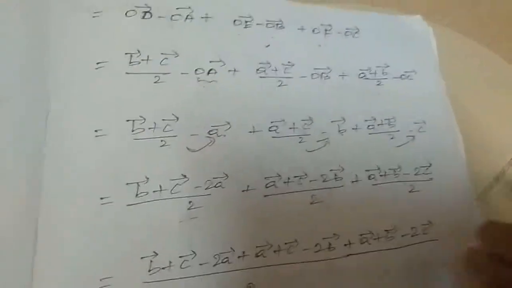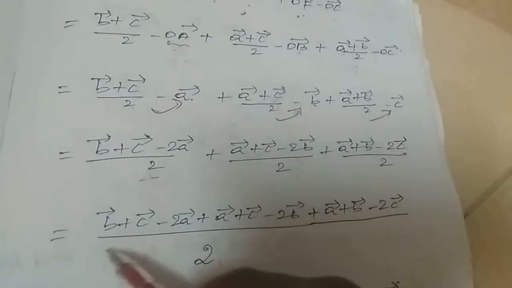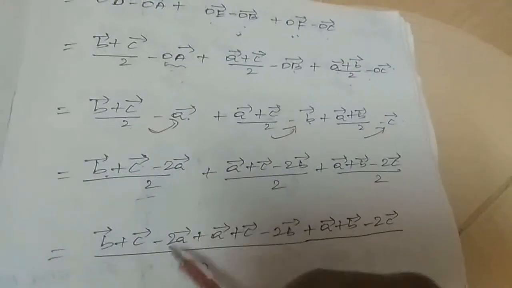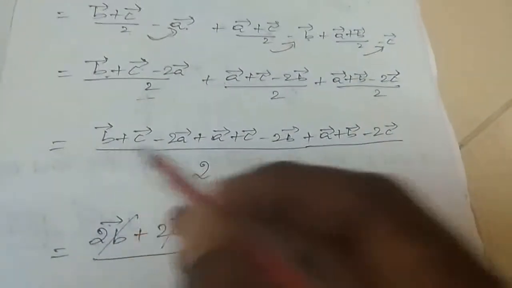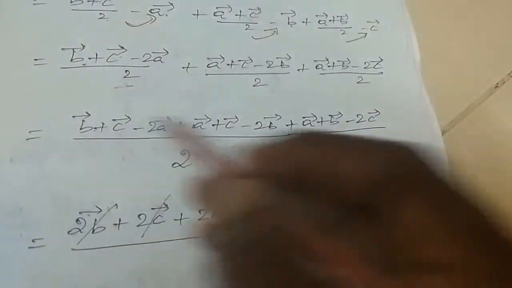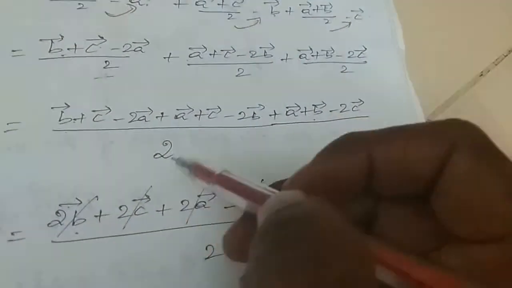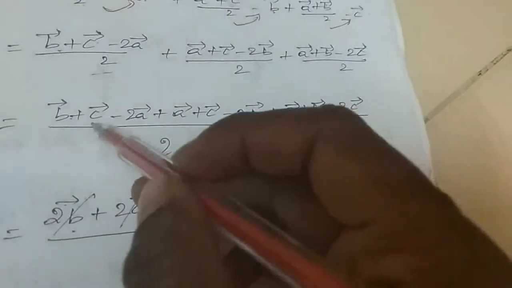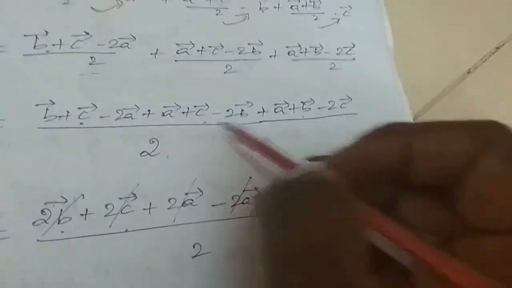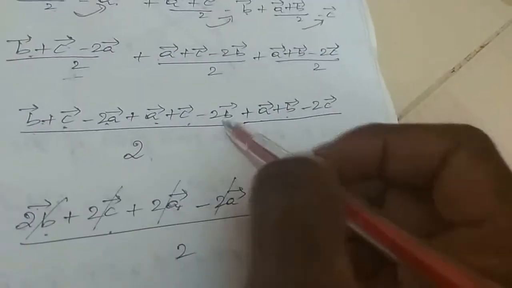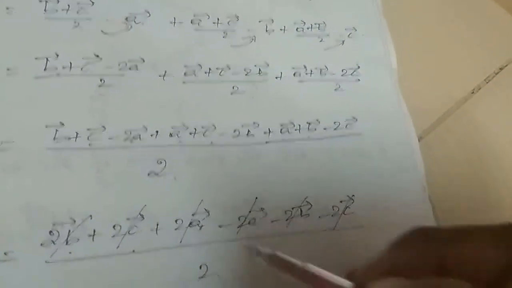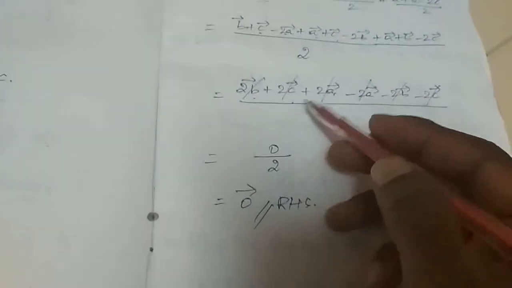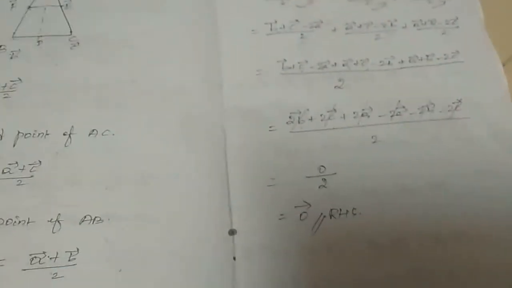Okay, so both LHS values are the same. Taking 2 common, B plus C minus 2A, A plus C minus 2B, A plus B minus 2C, by 2. Okay, so plus B and another plus B equal to 2B. After that, plus C and another C equals 2C. Plus C, another A, plus 2A. After that, minus 2A, minus 2B, minus 2C here. So plus 2B minus 2B cancel, plus 2C minus 2C cancel, plus 2A minus 2A cancel. So the numerator value is 0 here. So 0 by 2, 0 vector. It is the RHS result. Okay. Thank you, students.